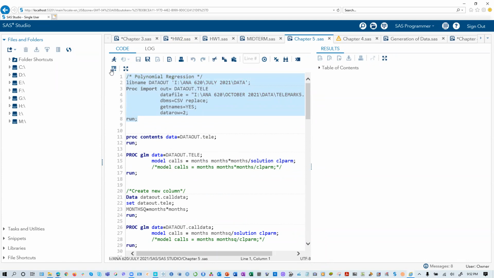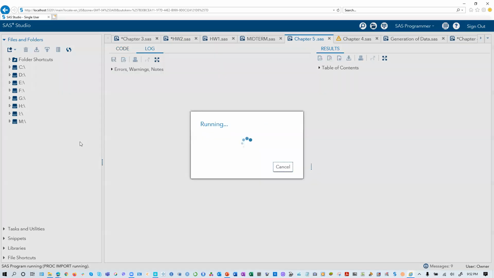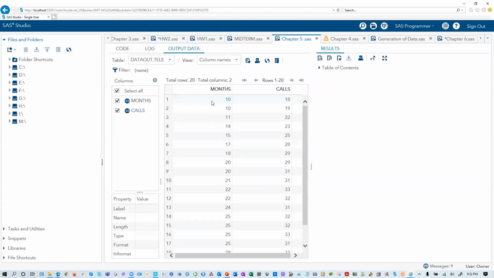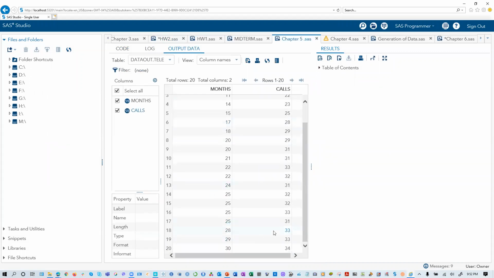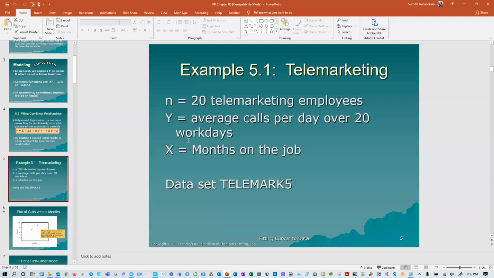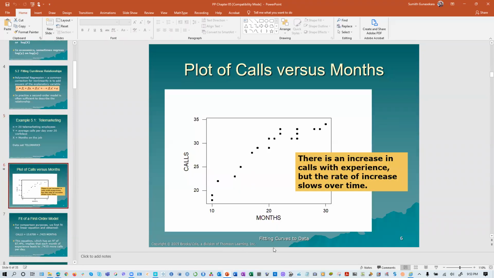I call that one polynomial regression, because I'm trying to add x squared. So, the data: telemarketing employees, the average calls per day over 20 work days, and the months on the job, how many months this person has been on the job. And then you can draw a scatter plot.